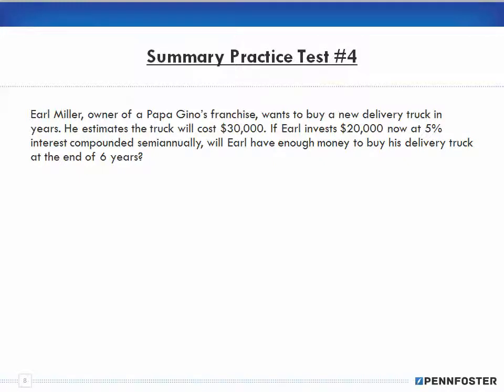Okay, so let's move on with number 4 here. Earl Miller, owner of a Papa Gino's franchise, wants to buy a delivery truck in, I forgot to write down, 6 years. He estimates the truck will cost $30,000, so that's a future value. If Earl invests $20,000 now, that's a present value, at 5%, that's the rate, compounded semi-annually, that's twice a year. Will Earl have enough money to buy his delivery truck at the end of 6 years, which is the time?